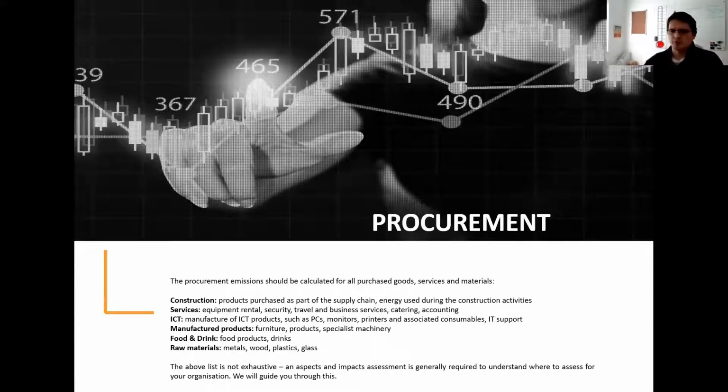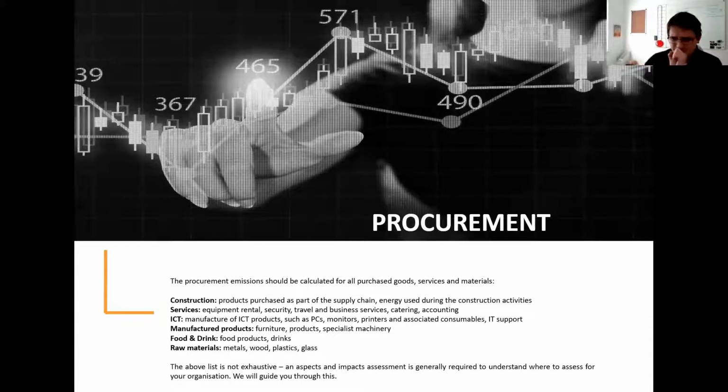Just moving on to procurement, what we're talking about here is the things that you purchase: goods, services, materials. So we're talking about products you purchase in construction. We're talking about services, equipment rentals, security, travel, accounting, catering, whatever that is, IT, manufactured products that you purchase, furniture as an example, food and drink, maybe raw material purchases.